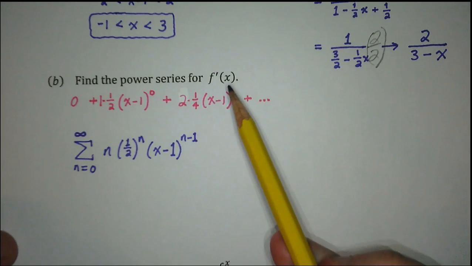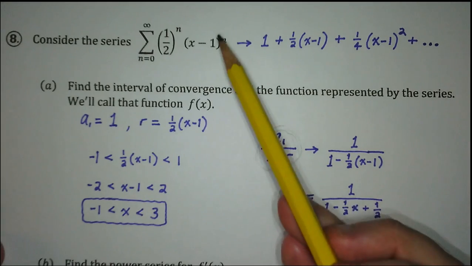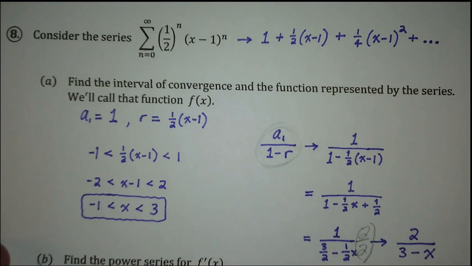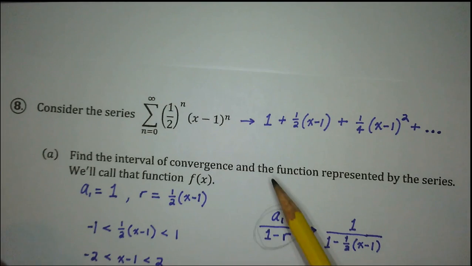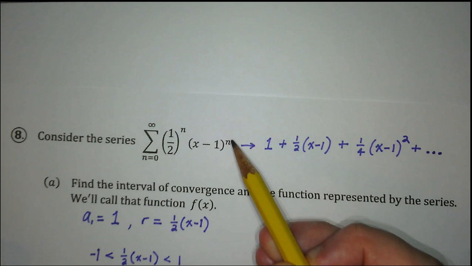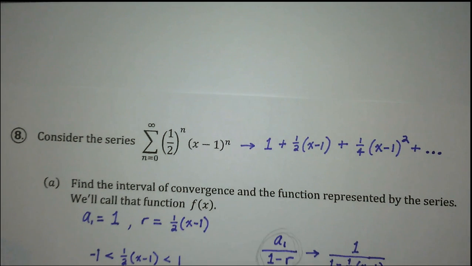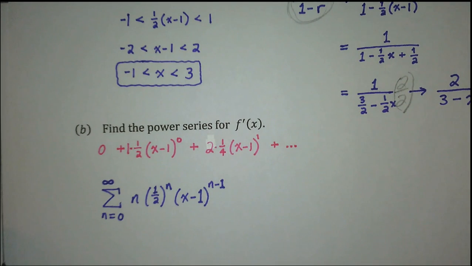Find a power series for the derivative. Well, I want you to compare the original power series and this. All you have to do essentially is bring the n down in front and drop the power down to an n minus 1, like taking the derivative.